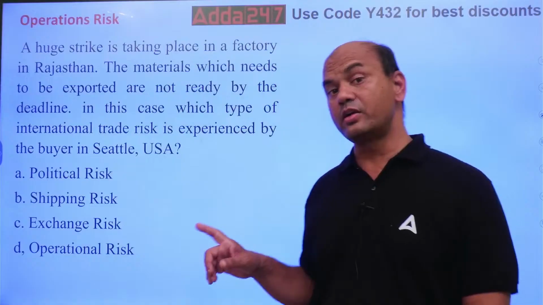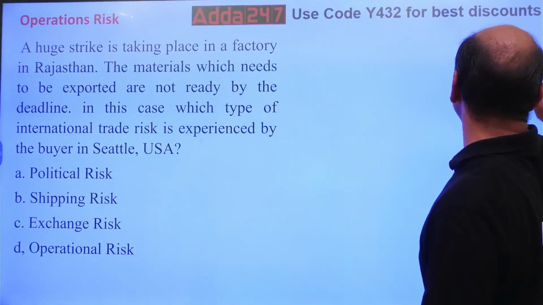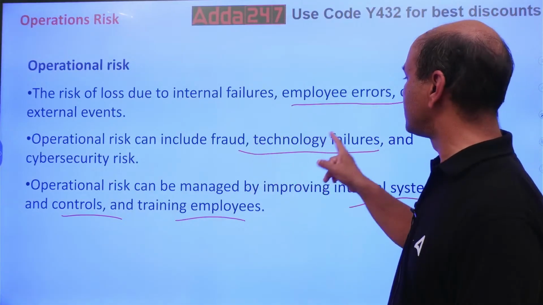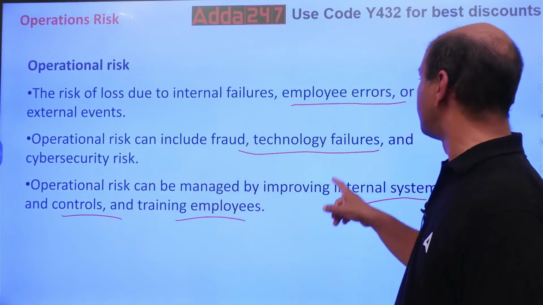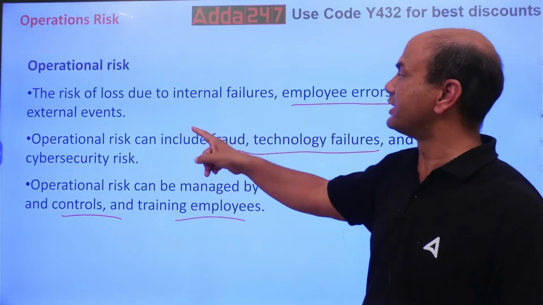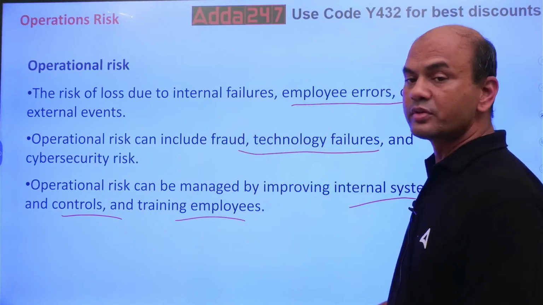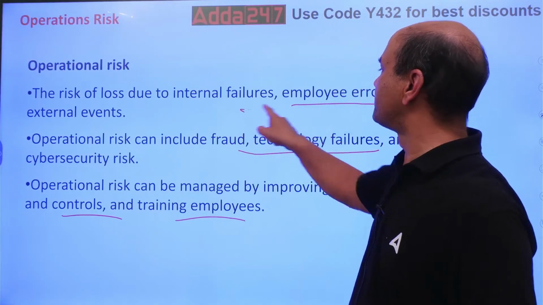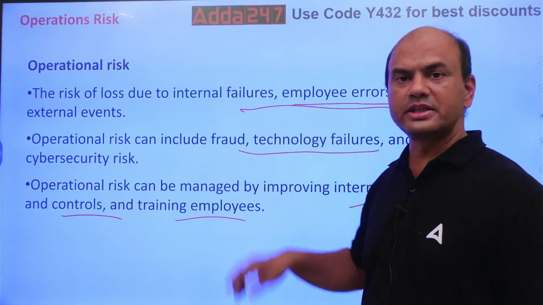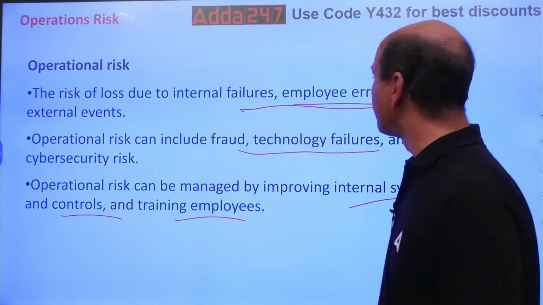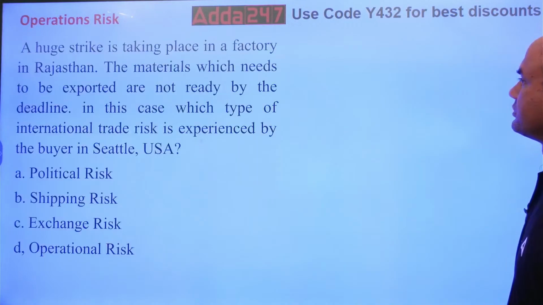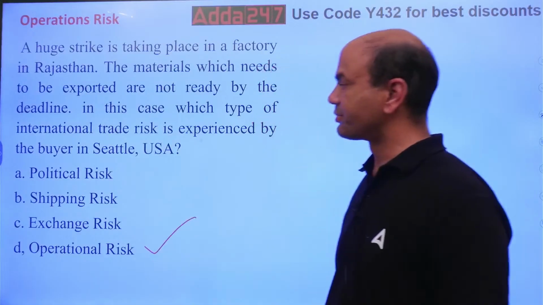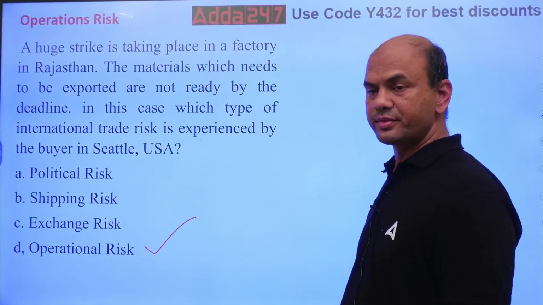What did we see in the operations risk earlier? Let me show you. See this: fraud, technology failures, cyber security, then employee errors, external events, internal failures. So this strike is a part of internal failures, external, all these. So this huge strike is a part of your operational risk. Okay, operational. Got it?